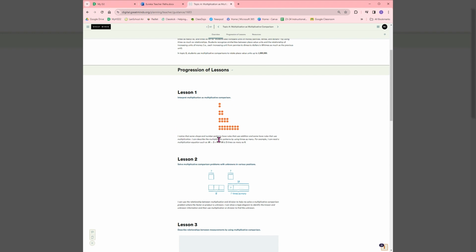But when I look down here, I see a little bit more student friendly language. Like I will be able to notice that some shapes and number patterns have rules. I'll be able to describe the multiplication patterns by using times as many. And this just is a little bit more student friendly to me. This is a little easier to copy and paste. This makes a little bit more sense. So I'll leave that up to your planning interpretation, but both can be useful. At least, I don't always understand what that says, but I always understand what this says.